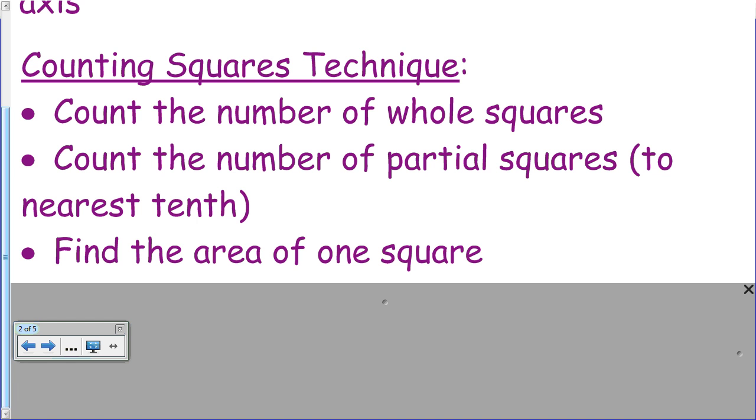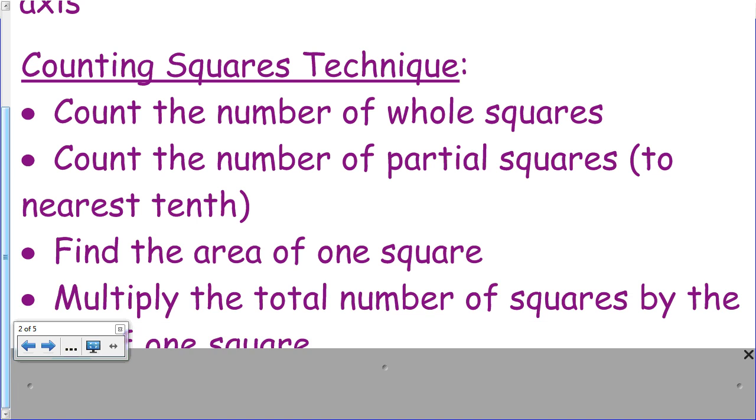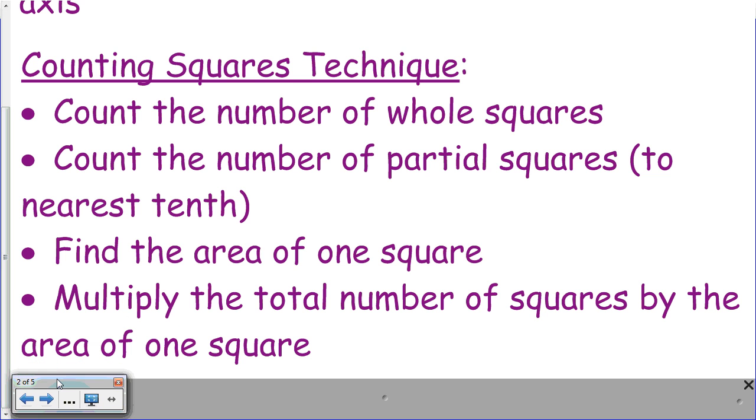And once we have those pieces of information with some multiplication, of course, we can then find the definite integral, or a good approximation for the definite integral, by multiplying. Multiply the total number of squares, both your whole squares and your partial squares, by the area of one square.